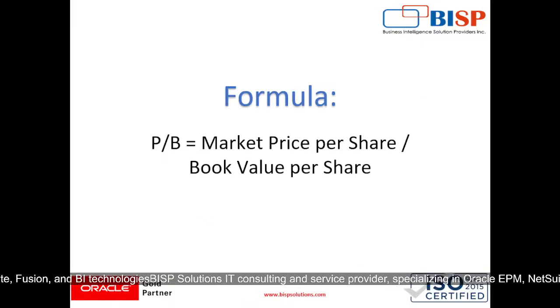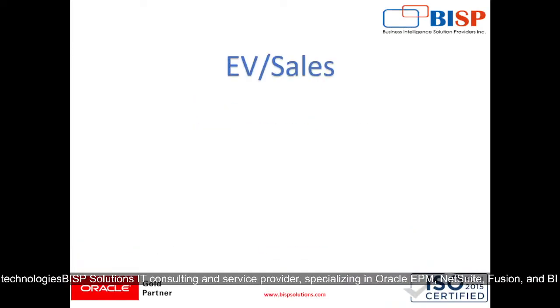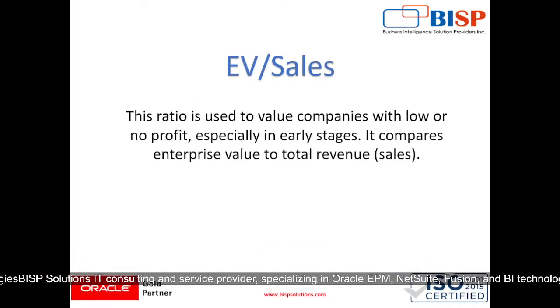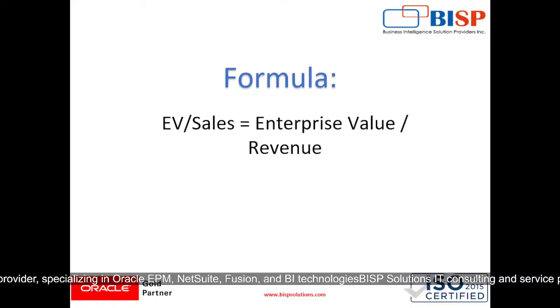Then comes our EV upon sales, which is enterprise value to sales. This ratio is used to value companies with low or no profit, especially in early stages. It compares enterprise value to total revenue, that is sales. So for the same, the formula will be enterprise value upon revenue.